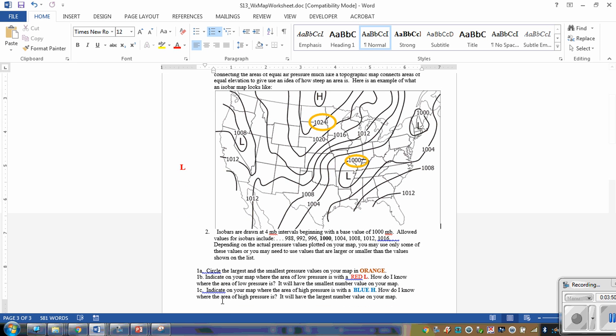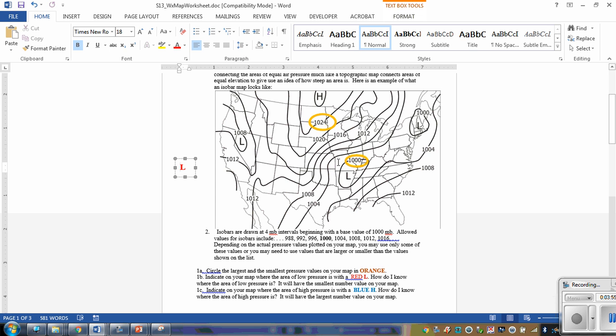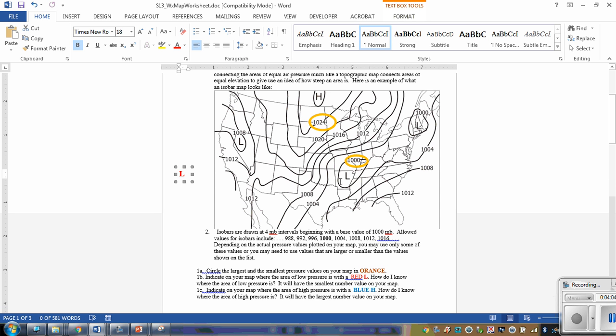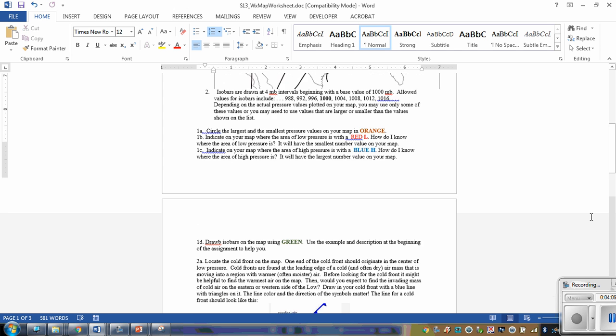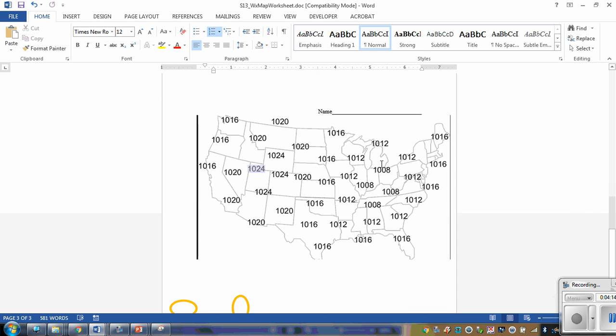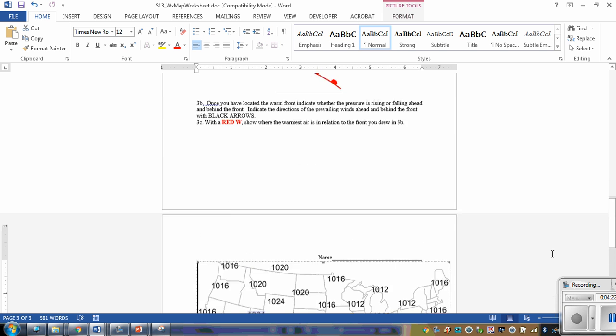The next thing it asks you to do is to find the area of low pressure and mark it with an L. Because this whole area here is in the 1000s, the L is in the middle of that. So that didn't really work very well. The L is right there in the middle. On yours, we talked about how you have that grouping. As you have this circle of an area that's all 1008, your L would go in the middle of the circle, once again making sure that's in red.